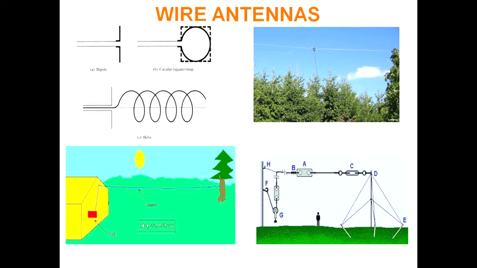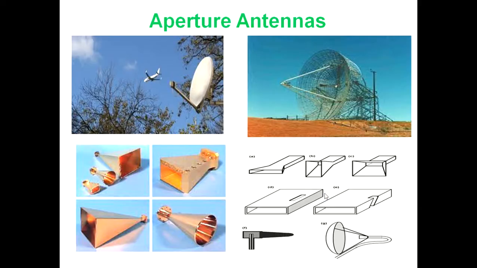This is a pictorial representation of wire antenna, where a single lengthy wire can be made in different forms, like the dipole antenna with a twist here, the circular loop antenna, and the helix antenna. Here, this is the long wire which is used for household application, and this is the lengthy wire which can be used for telecommunication application. And this is the form of the different types of aperture antenna.